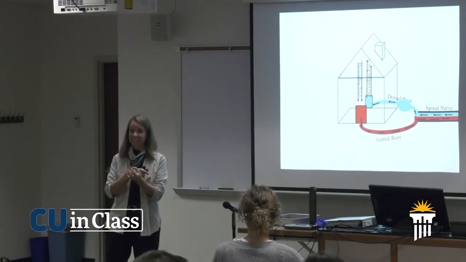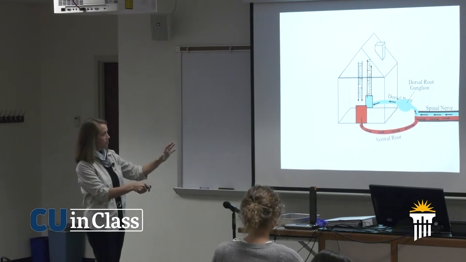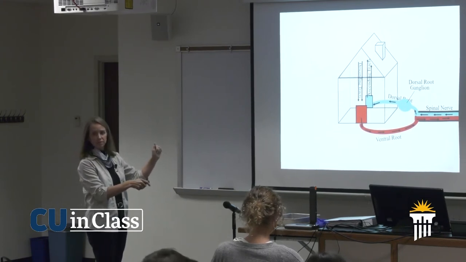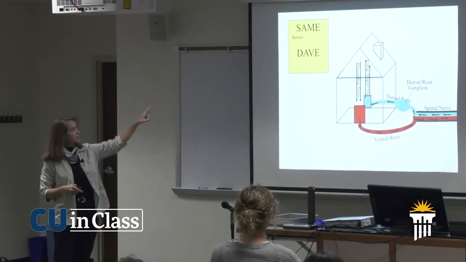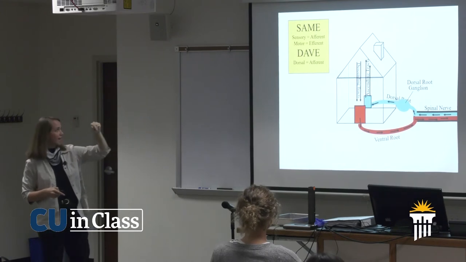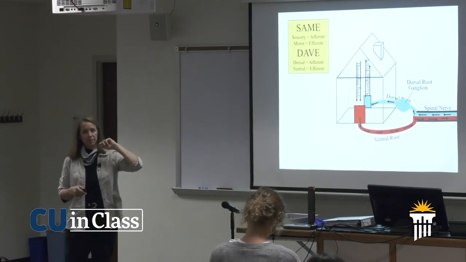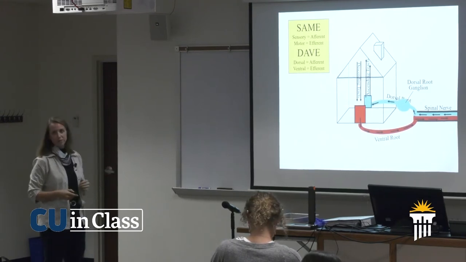You'll also have a collection of soma back here in the dorsal root. From last lecture, what is a collection of soma in the peripheral nervous system called? Ganglion. Yeah. So this is our dorsal root ganglion. Again, this is still peripheral nervous system. It's not central nervous system until you actually get to the cord. Remember as well how we said SAME DAVE? Remember how we had sensory is afferent, motor is efferent? DAVE: dorsal is afferent, ventral is efferent. So sensory information is coming in the back door, motor information is coming out that front door. Afferent information in the back door, efferent in the front door.